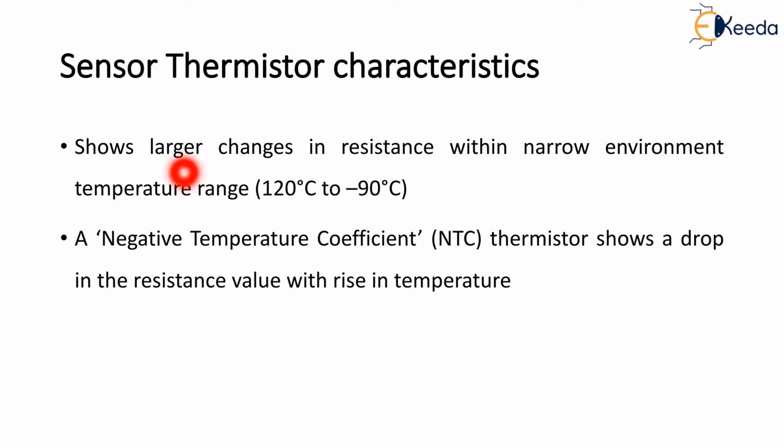So here the temperature changes from 120 degrees to minus 90 degrees. This is the characteristic: larger changes in resistance within a narrow environment temperature range. A negative temperature coefficient thermistor shows a drop in the resistance value with rise in temperature. So when the temperature rises, there is a drop in the resistance value.